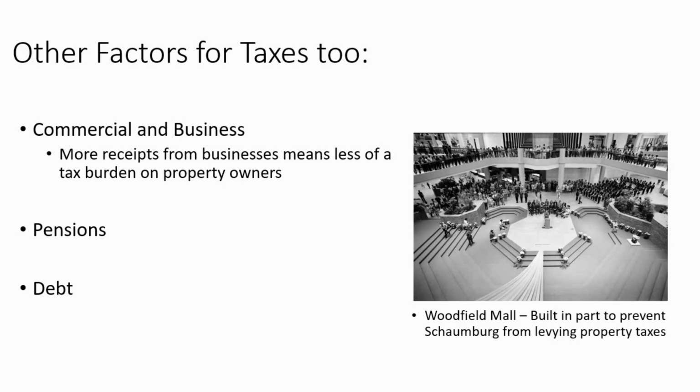And there are other factors for taxes too. Commercial and business, of course. More receipts from businesses, such as through sales taxes, means less of a tax burden on property owners. In fact, part of the reason the village of Schaumburg, in the northwest suburbs of Chicago, built Woodfield Mall was in part to prevent Schaumburg from levying property taxes on their residences. Then there's also factors such as pensions or debt. We can certainly discuss those, and that would mean that this video would be about 6 or 7 hours longer. But these are all factors going into your property taxes.